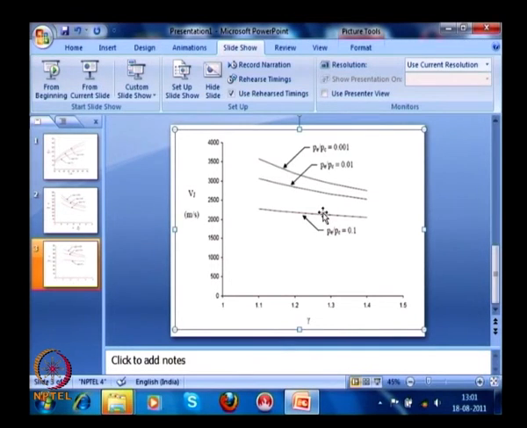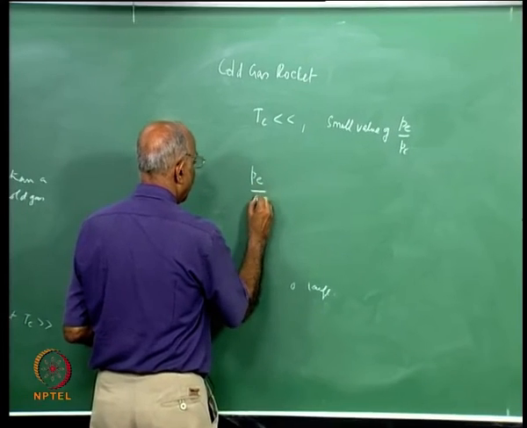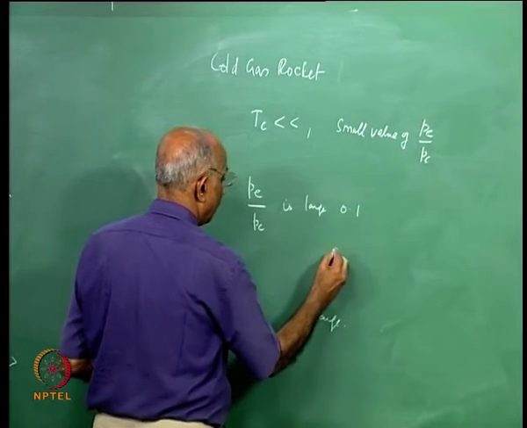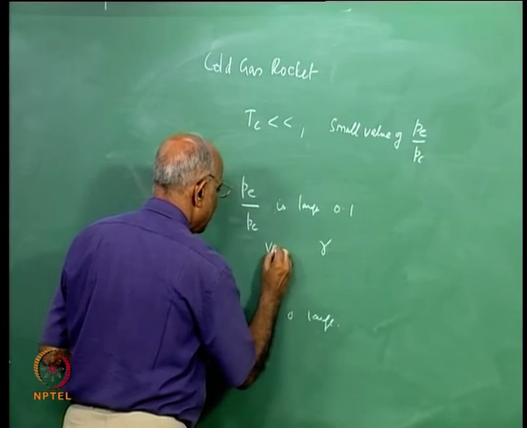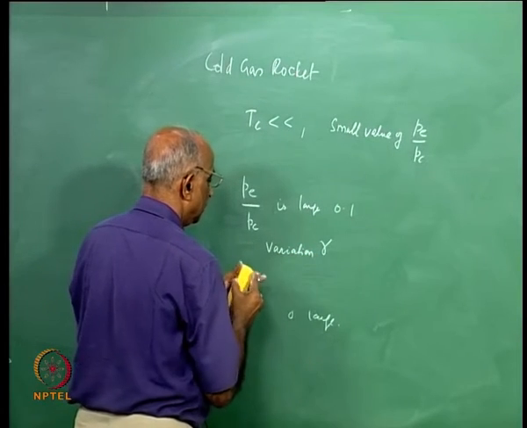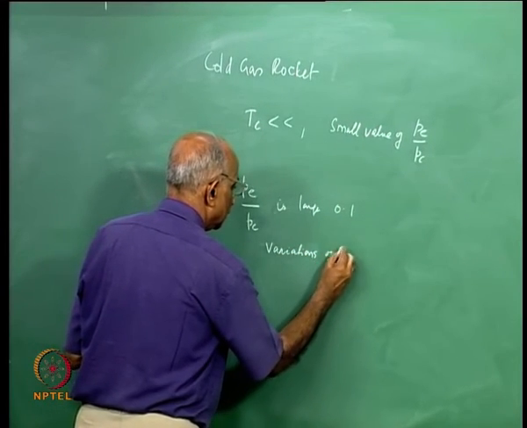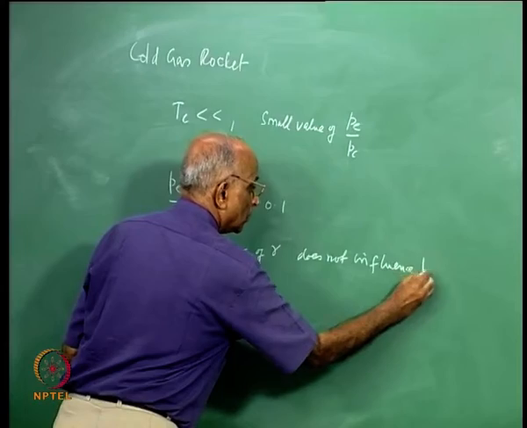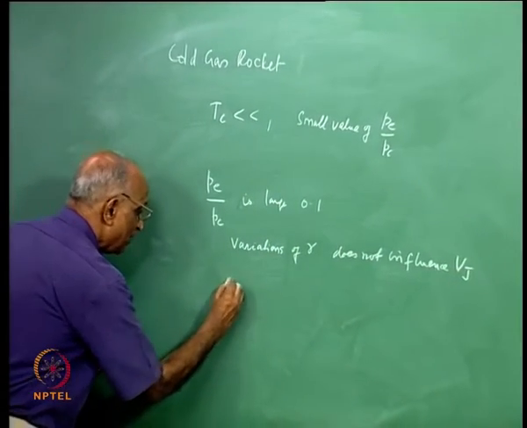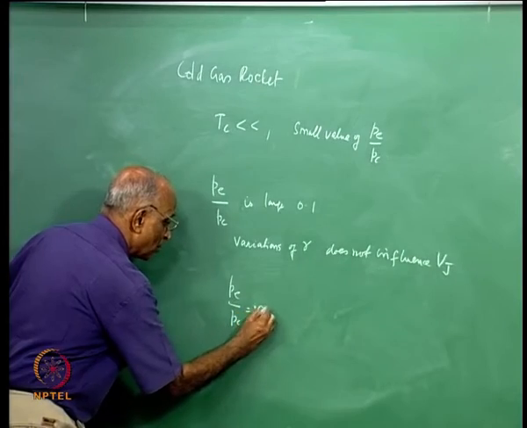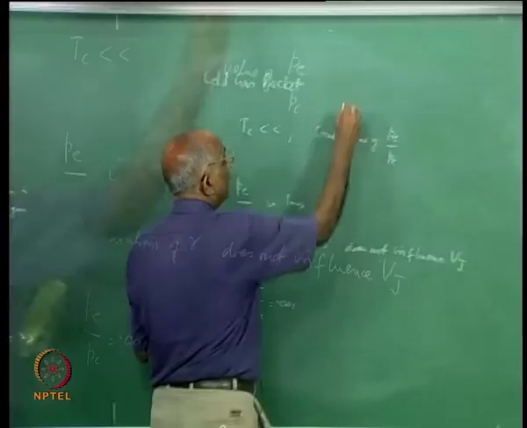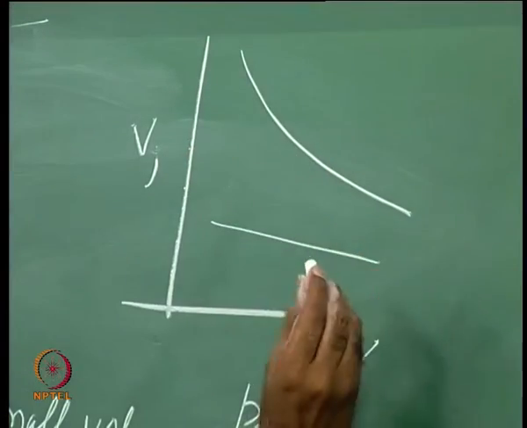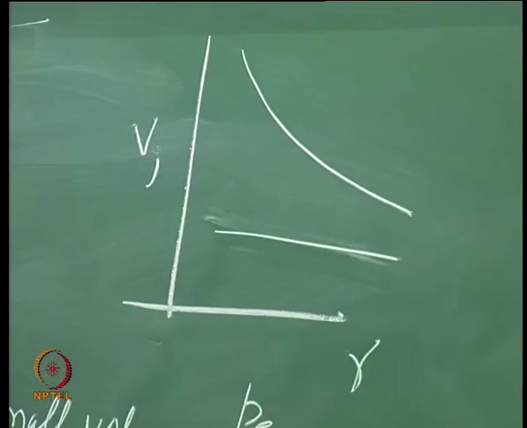In other words, let us write it out. When the value of PE by PC is large, that is when we consider 0.1, the effect of gamma, that is variations in gamma, does not influence. Whereas, when I had the value of PE by PC of the order of 0.001, what happened? The curve was like this with respect to gamma, this is Vj. When the value of PE by PC was of the order of 0.1, it was flat.